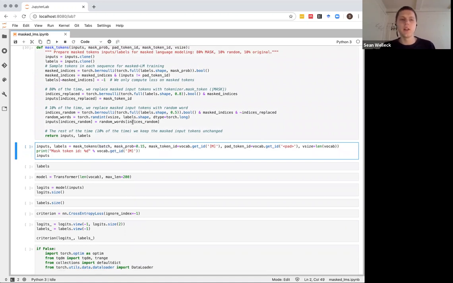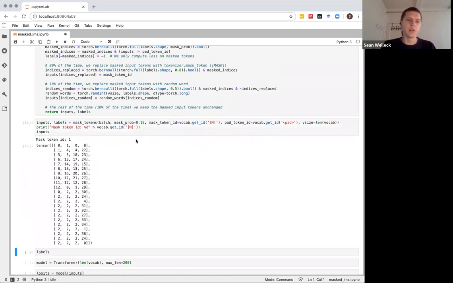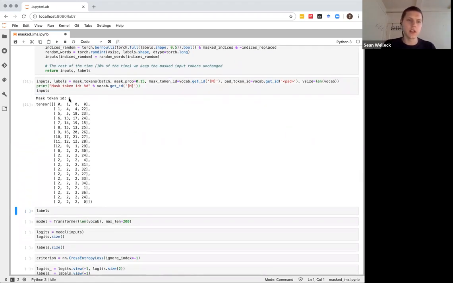And then again, if you want, you could consider what exactly they do. Some of the time you leave it as a mask. Sometimes you change it into a random word, or leave it as it is. Okay, so what does it look like after we do this? You can see now that this mask ID is 1. And now you can see that in our batch, some of the elements have been masked. Okay, so this is just what we'll use for training the model in the setup.